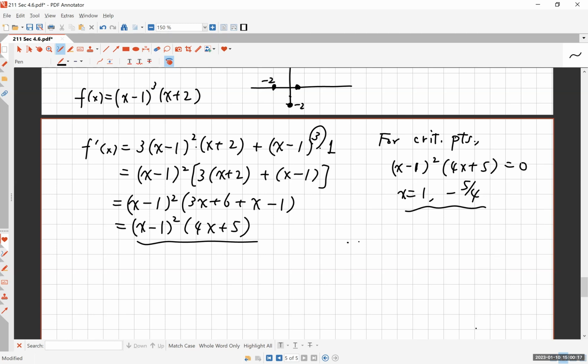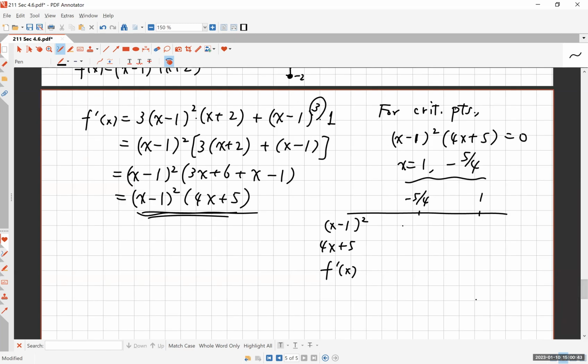At this point, I think I'm going to apply the first derivative test. You can also do the second derivative test, but this is basically what's happening. I have an expression for the derivative, (x minus 1) squared times (4x plus 5), and those 2 will give me the sign of f prime.